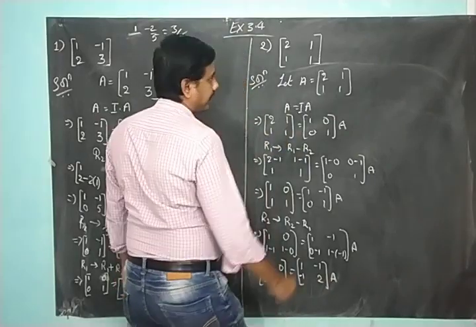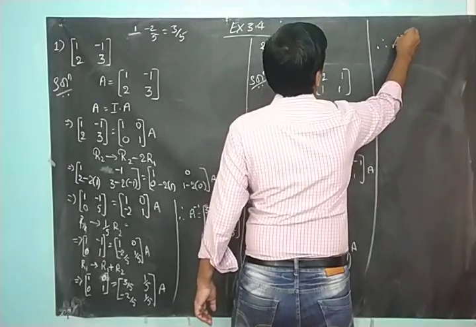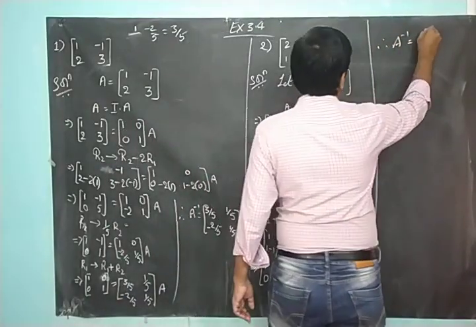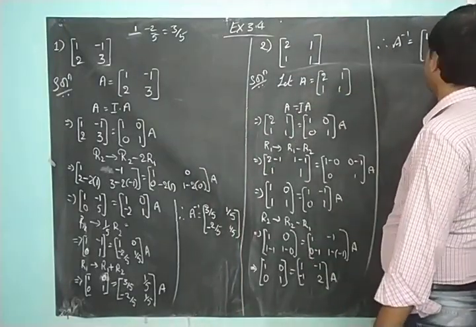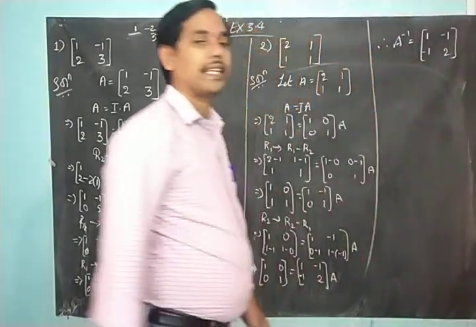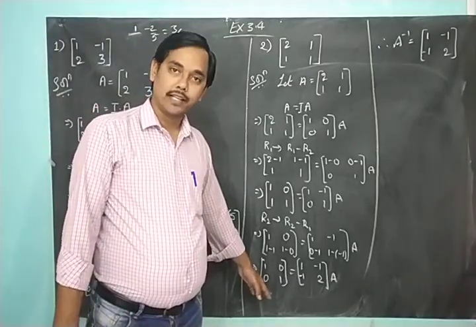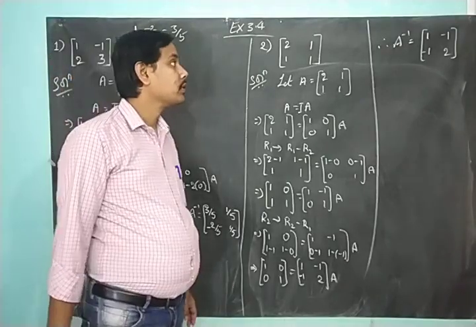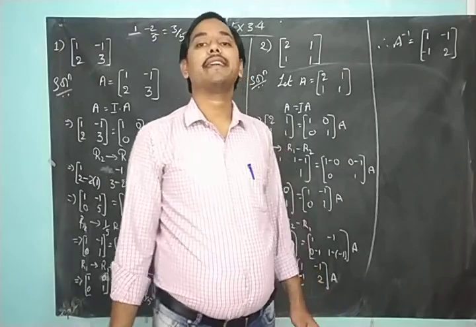So therefore I can write A inverse as 1, minus 1, minus 1, 2. So this is A inverse. This way we need to proceed till we get LHS as identity matrix. Once you get this identity matrix, this will be our A inverse. There is no doubt in that, right?